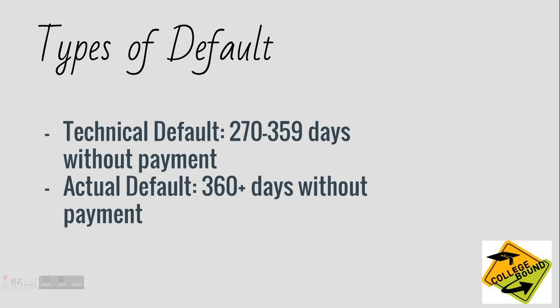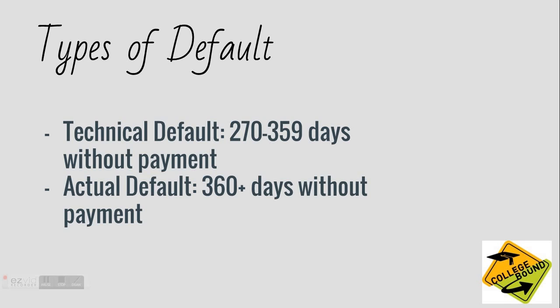Technical default occurs when a borrower has not made a payment for 270 days, and it indicates to the servicer of the loan that the borrower will continue to fail to make payments. This status is a preliminary flag that allows the servicer to begin more intense interventions to bring the loan current, contact the student, and make sure that they get back on track.